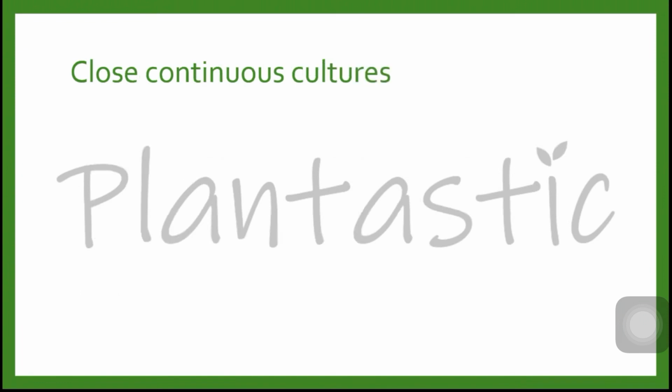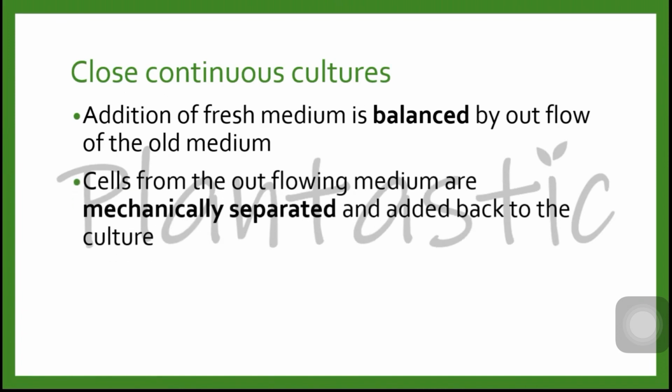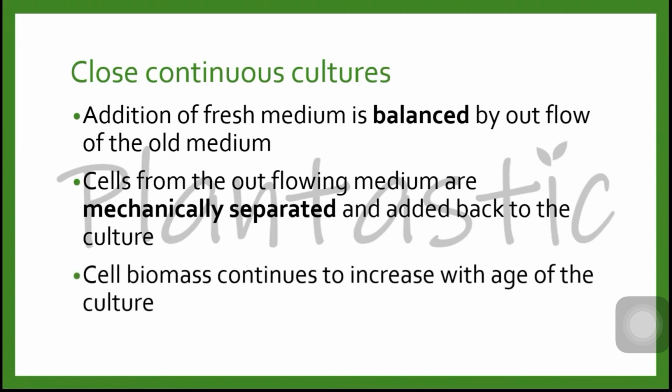For the closed continuous cultures, they have special equipment whereby the addition of fresh medium is balanced by outflow of the old medium. The cells from the outflowing medium are mechanically separated and added back into the culture. The cell biomass continues to increase with the age of the culture.